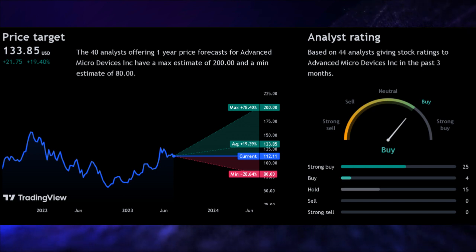The current consensus among 44 polled investment analysts is to buy stock in Advanced Micro Devices Incorporated. This rating has held steady since July, when it was unchanged from a buy rating.